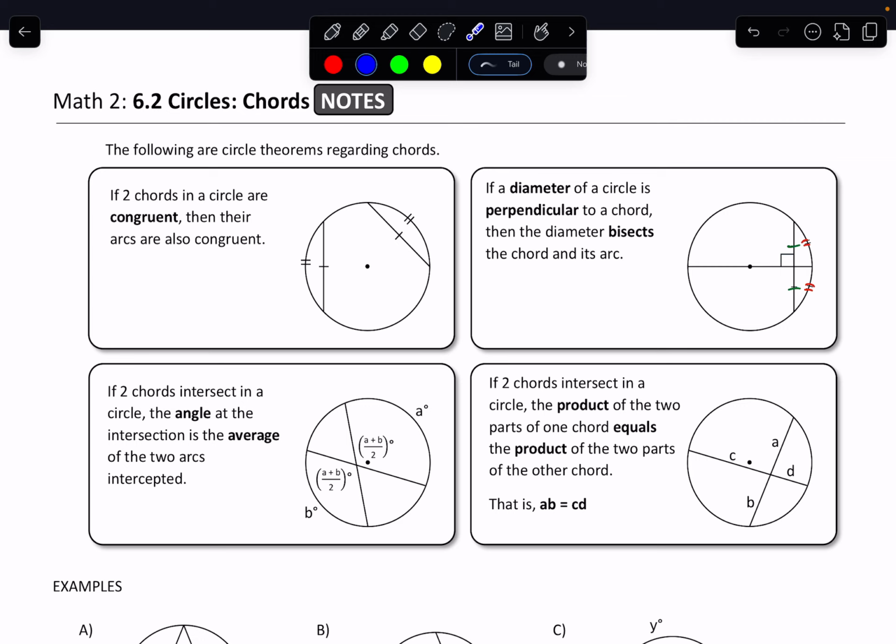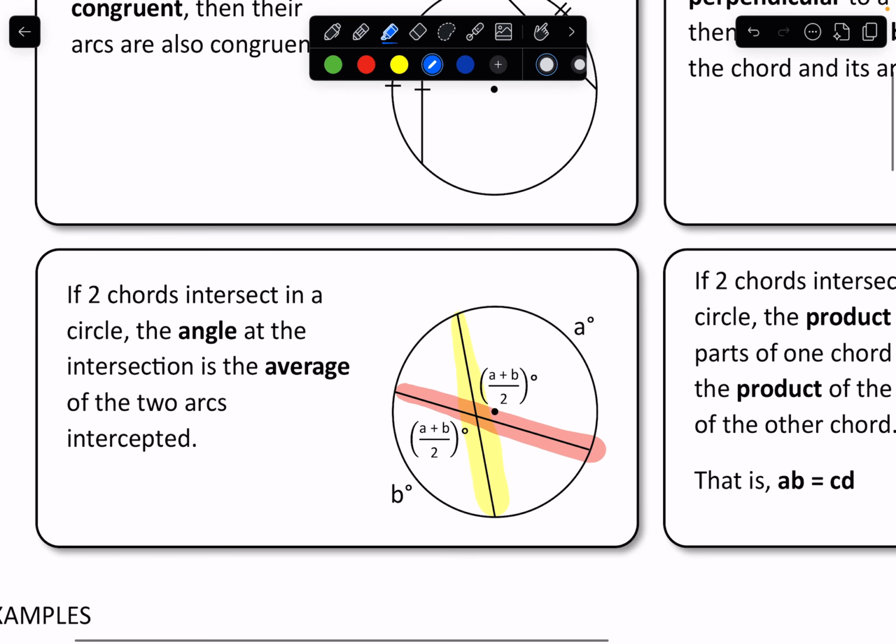Relationship number 3 says if two chords intersect in a circle, so in my picture, I've got this yellow chord, and it's going to intersect with this red chord. So if two chords intersect, then the angle at the intersection, so it's talking about this angle, happens to match this angle, right? We know that rule because they're vertical angles. Those two angles are an average of the two arcs that are connected to those angles.